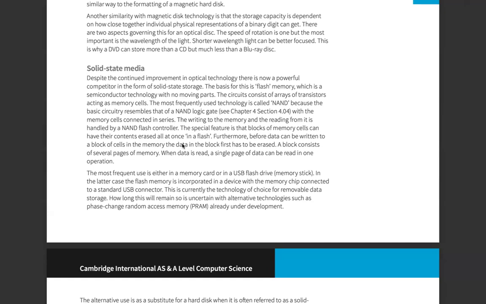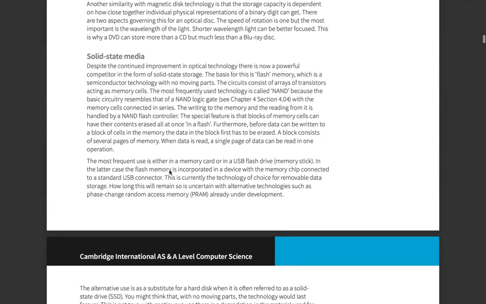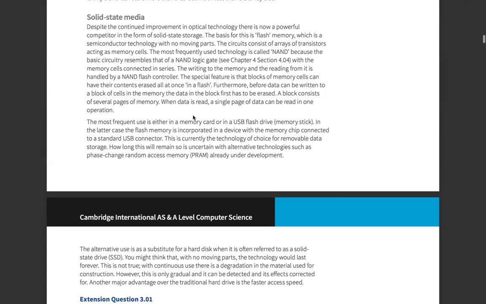And also තියෙනේවා delete කළා තමයි we have to input again with new ones. එතකොට ඒකත් point එකක් වෙනවා. Several pages of memory when data is read, a single page of data can be read in one operation at a time. So that is done. And the most frequent use is either in a memory card or okay USB flash drive එකක් විදිහට තමයි එන්නේ or else memory chip එකක් විදිහට ගත්තත් ඒකත් we have that USB port access එහෙම තමයි connect කරන්නේ. We can use this as a portable one as well. ඒ කියන්නේ අර solid state drive that is SSD එකක් විදිහටත් අපි මේවා කරන්න පුළුවන්.